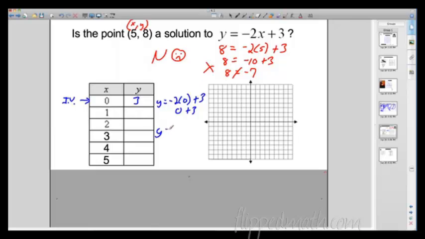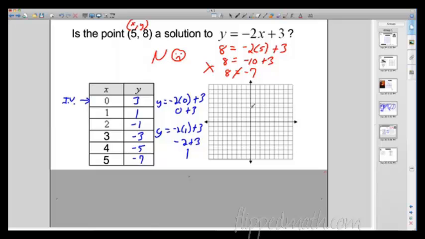And then let's put in 1. If you put 1 into this equation, negative 2 times 1 plus 3, so this is really negative 2 plus 3, which is 1. And maybe you notice the rate of change. It's just going down 2. Or keep plugging and chugging, but this should be negative 1, negative 3, negative 5, and negative 7. Excellent.